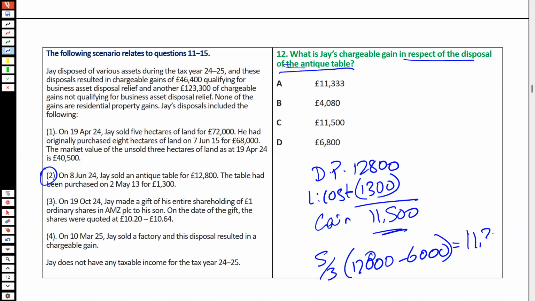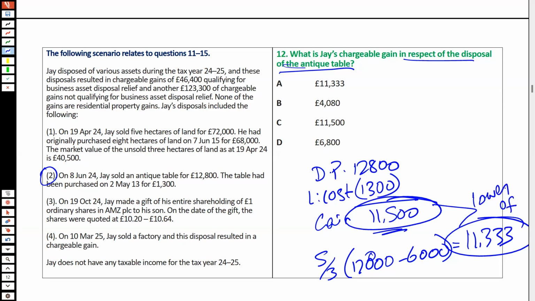11,133. So I need to pick up the lower of these two. So the lower of these two is 11,133. So that will be the gain amount for me.